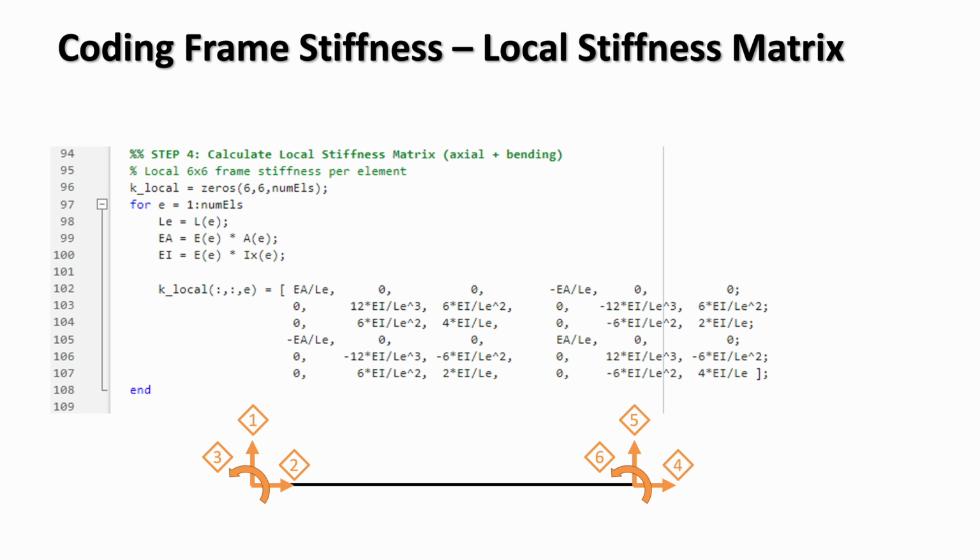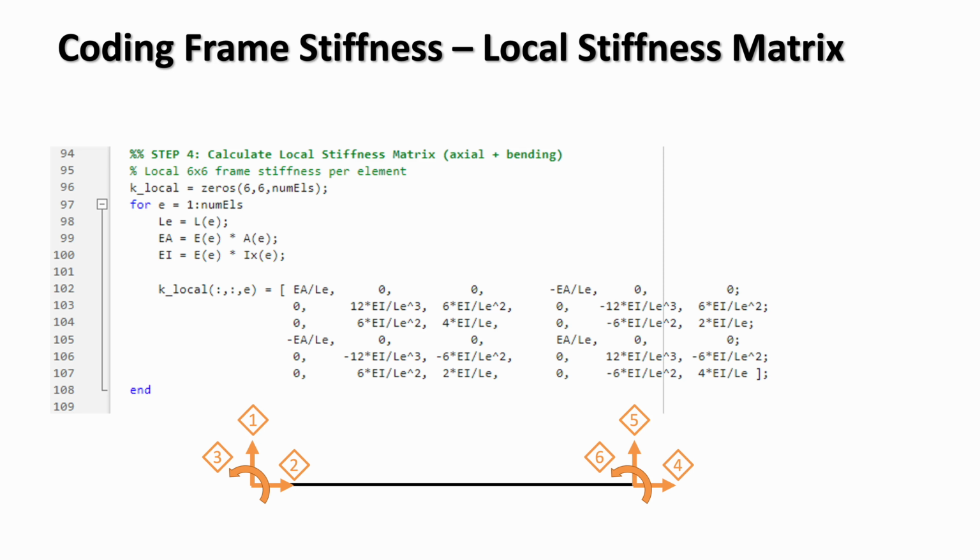In step 4, we compute the local stiffness matrix for each element. This is the 6 by 6 matrix that captures both axial and bending behavior in local coordinates, exactly as we derived in the early theory sessions. The formula used here is a standard stiffness matrix for a 2D frame element with 3 degrees of freedom at each end, u, v, and theta. It includes the axial stiffness terms, EA over L, and the bending stiffness terms, which have EI over L cubed, EI over L squared, and EI over L.